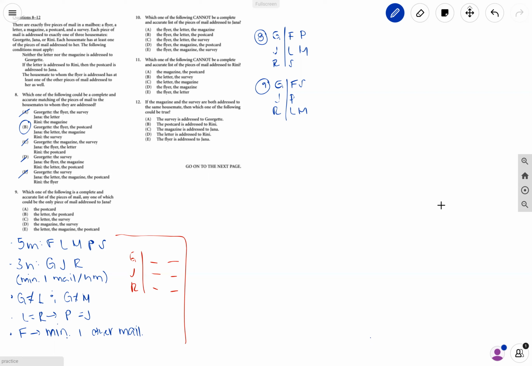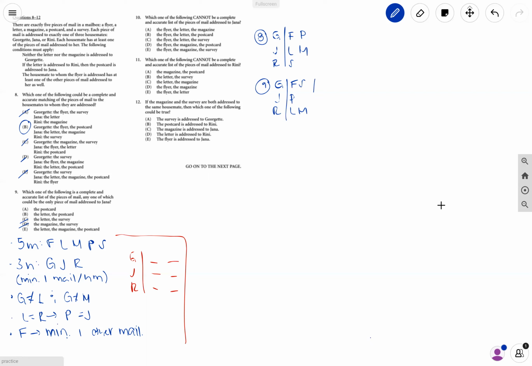So if I put P into J's spot, and that's the only thing that J's assigned, it works out perfectly fine. So I know that P can be one of the possible things that J can be assigned alone. So I can cross out C and D because it doesn't assign postcards in those answer choices.